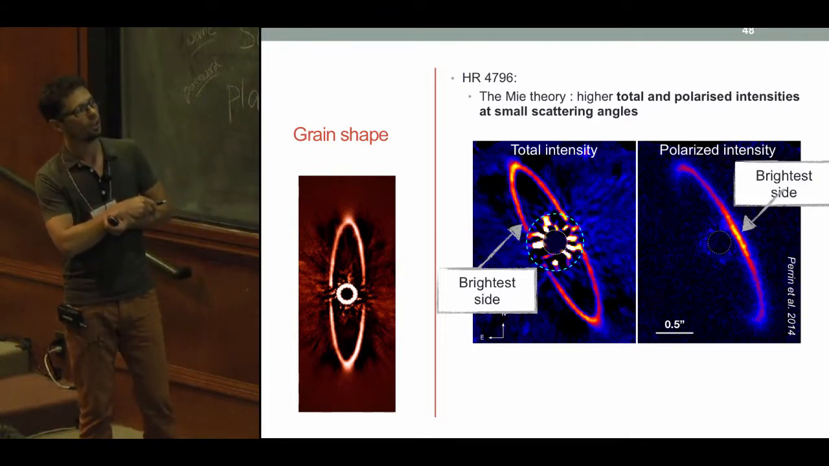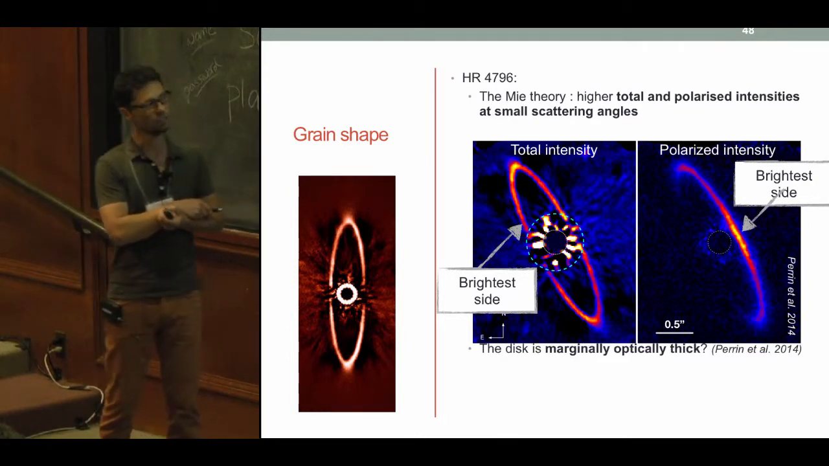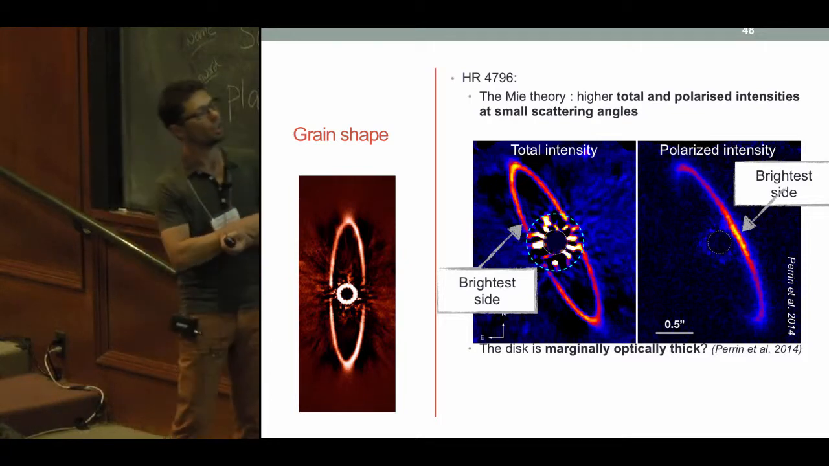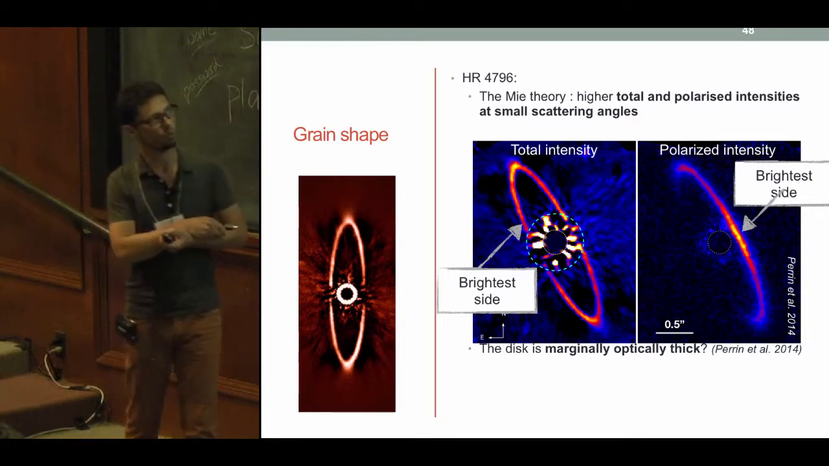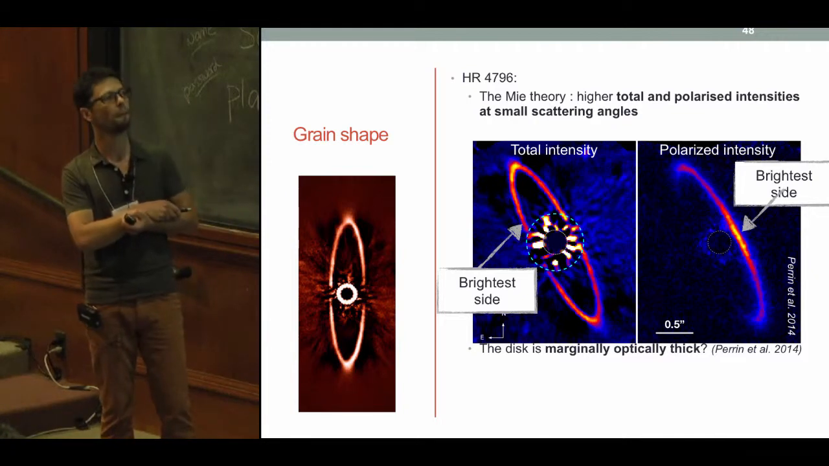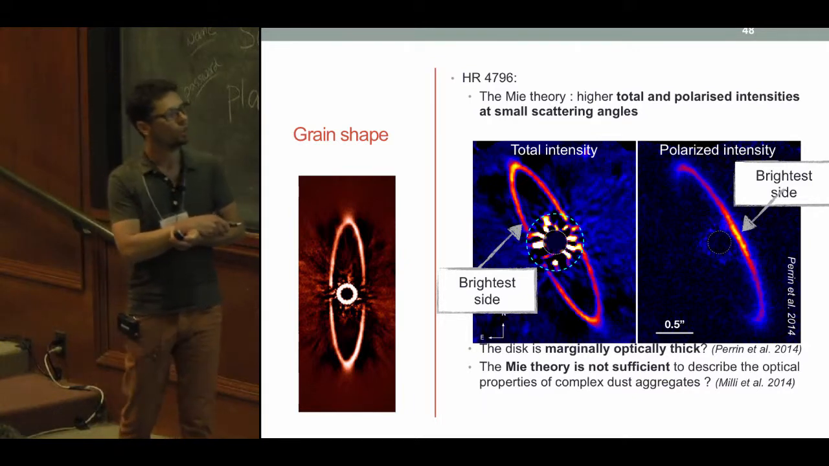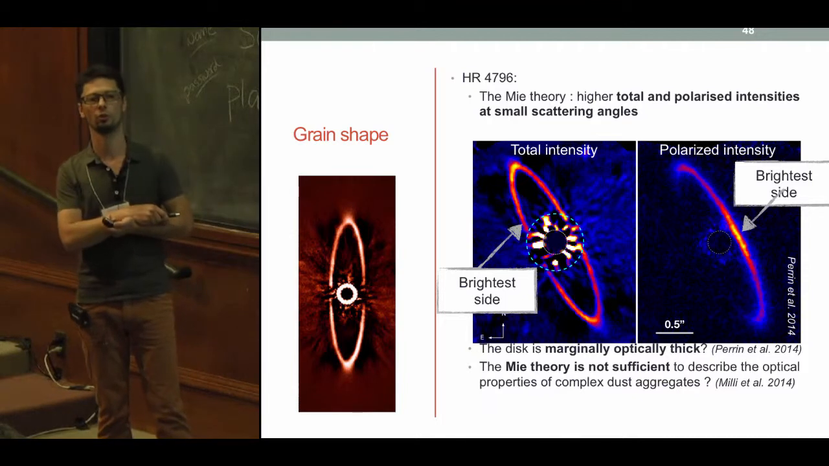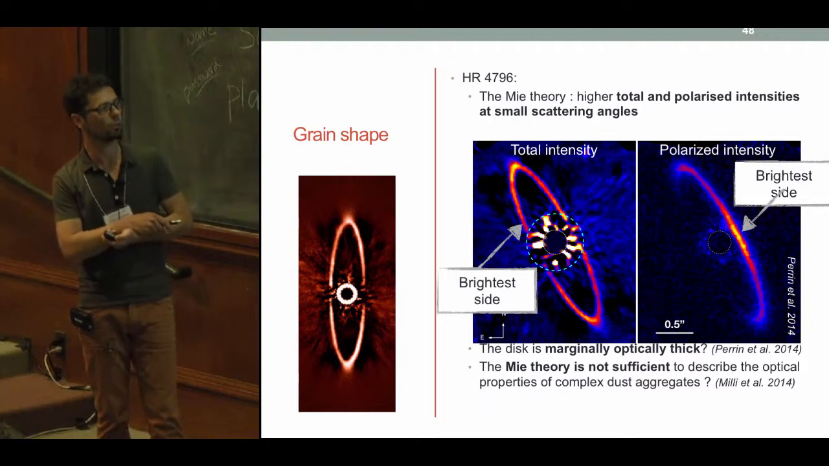Okay, that's a mess. So one possibility to explain that, and this is what Perrin et al. have been proposing, is that the disk is perhaps marginally optically thick, and maybe it works, so it has to be explored. I think the GPI team is working on that currently. Another possibility is, again, that we are actually facing the limits of the Mie theory to predict the optical properties of the grains. And this would be at least my favorite explanation, but I'm not sure.